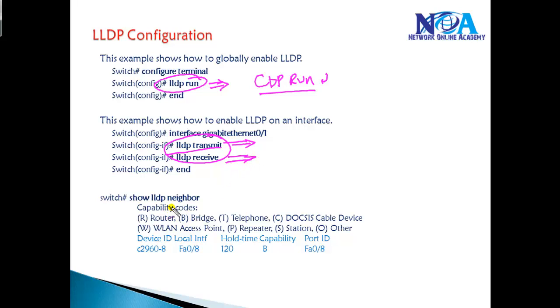Just like we have show cdp neighbors, we have show lldp neighbors, which is going to provide the device ID, which is the actual ID of the device, and then the local interface, and also it will provide the remote interface information as well.